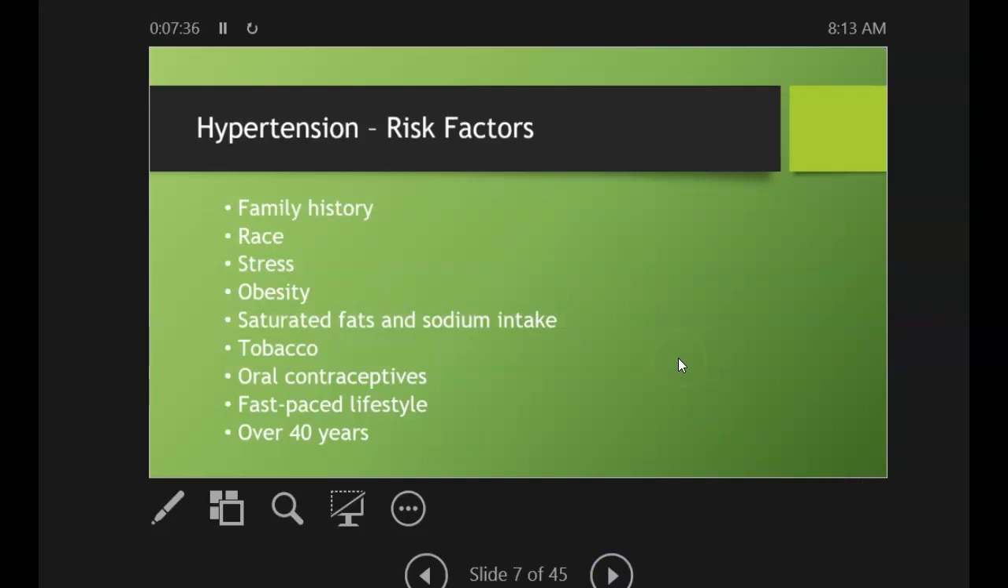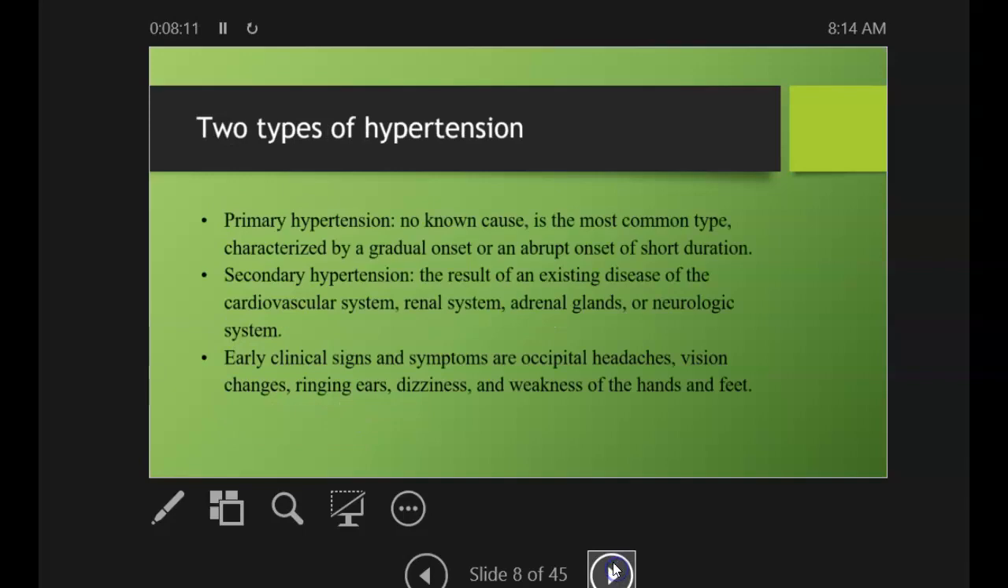So hypertension risk factors. Family history, of course, is a risk factor. Race, stress, of course, is another more obvious one. Obesity, diet, so high dietary fat, saturated fats, and sodium. Sometimes someone just lowering their sodium intake can lower their blood pressure. Sometimes it can be very simple. Tobacco use. Again, oral contraceptives, a fast-paced lifestyle that kind of goes with stress, and then being over 40 kind of notches you up to another risk factor as well.